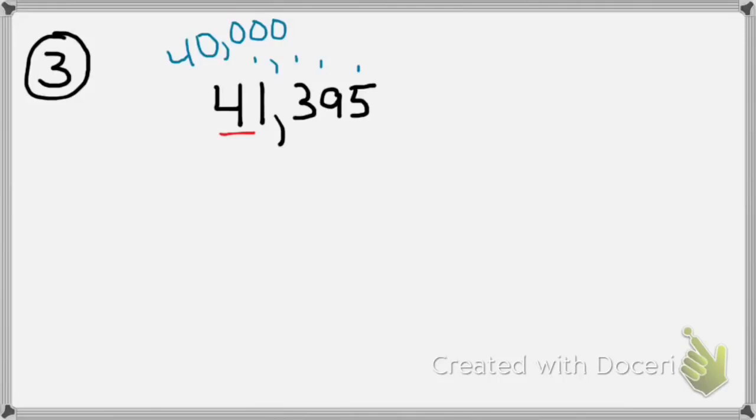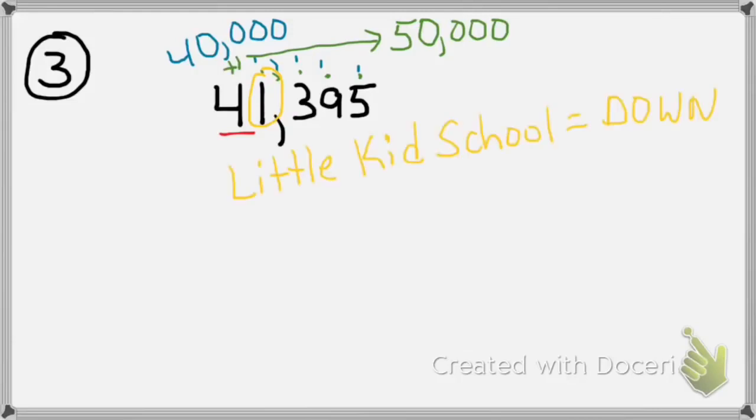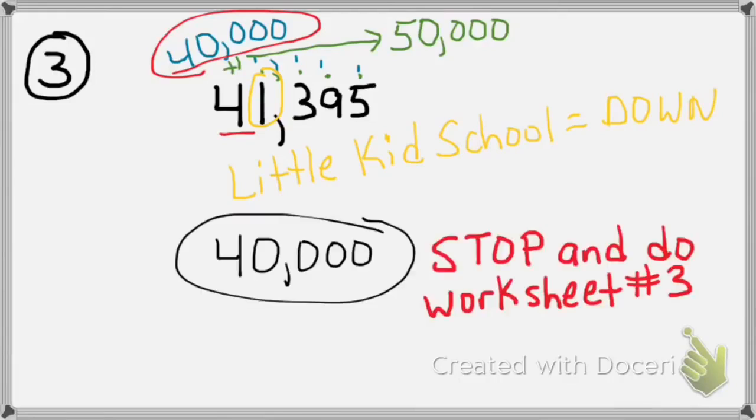Now, what's the high end that would round to? I would take my 4 and add 1, which is going to equal 5. Again, I have digit, comma, digit, digit, digit. So I do 0, comma, 0, 0, 0, kind of like a pattern. I circle the number to the right of my underline, which is a 1. And I think, is 1 in the little kids' school, which is down, or up in the big kids' school? 1 is in the little kids' school, so that means down. 41,395 will round down to 40,000. Please stop the video and complete worksheet number 3.